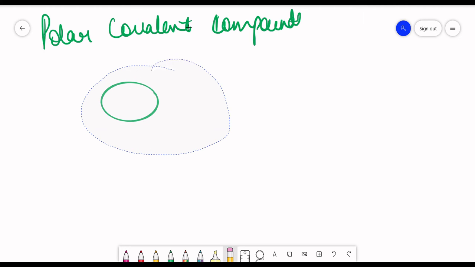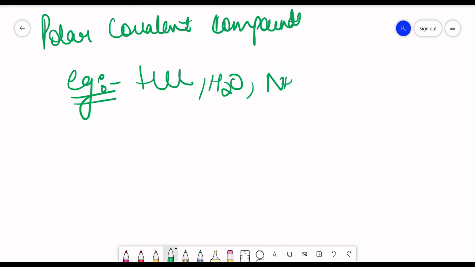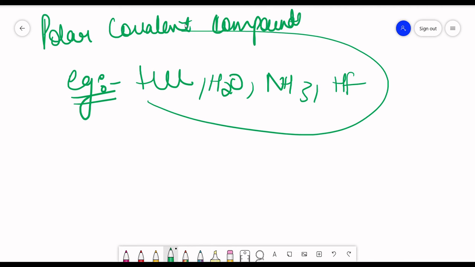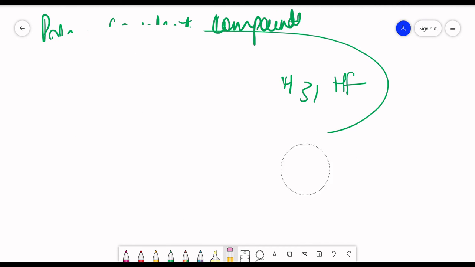Okay. Now let's talk about the examples of polar covalent compounds. So there are certain examples of polar covalent compounds such as HCl, right? HCl is a very good example. Water molecule and ammonia and hydrogen fluoride basically, HF. So these are all examples of polar covalent compounds in which unequal sharing of electrons occurs.